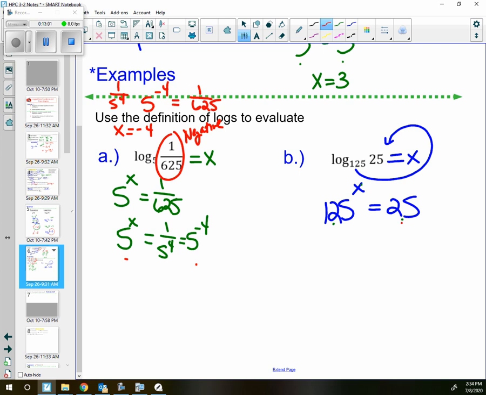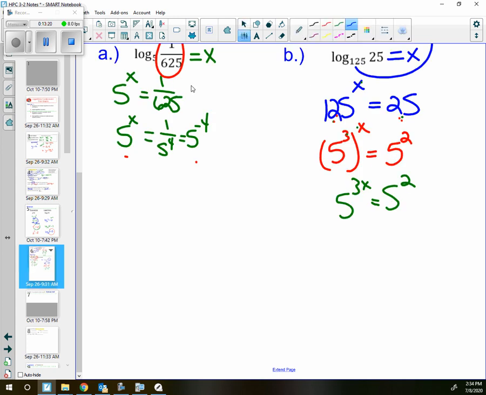So is there a way that I can write both of these as powers of the same number? 25 is 5 to the second. 125 is 5 to the third, to the x. All right, then power to a power we multiply. So that would be 5 to the 3x equals 5 to the second. So again, one-to-one property, if the bases are the same and these two are equal, that must mean that our exponents are equal and I can solve. So I get the 2/3 power, so not a whole number.